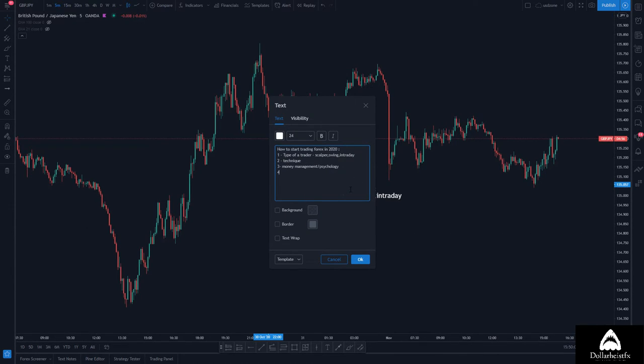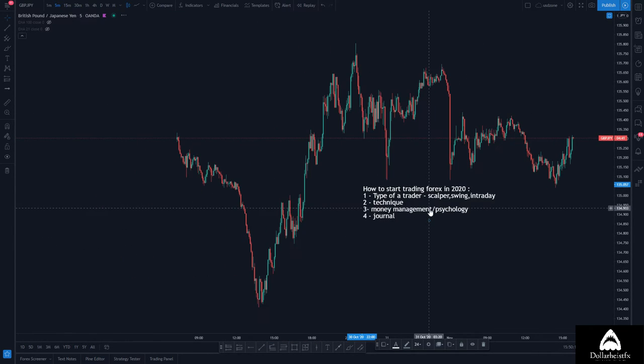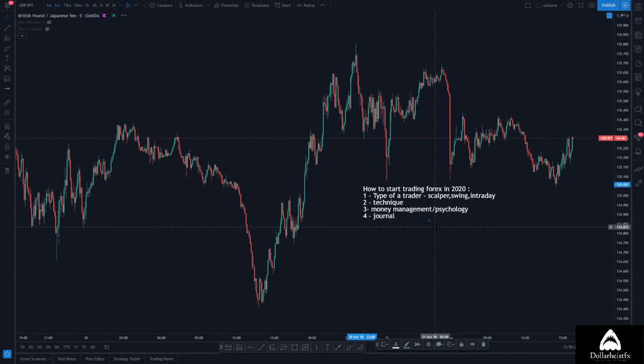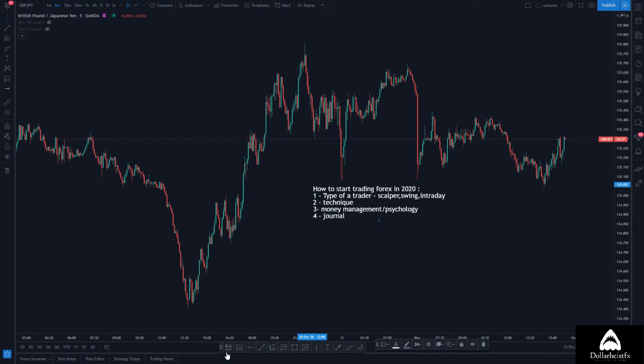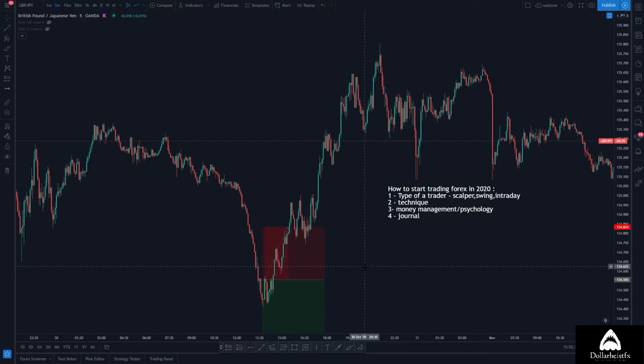The fourth thing that you need in order to start trading forex in 2020 is a journal. You may not have seen that coming, but a journal is very, very important. It's where you can learn your history, your mistakes. Example, let's say this is your losing trade. You screenshot this trade, you put it somewhere else in a PDF, and then you learn from it.